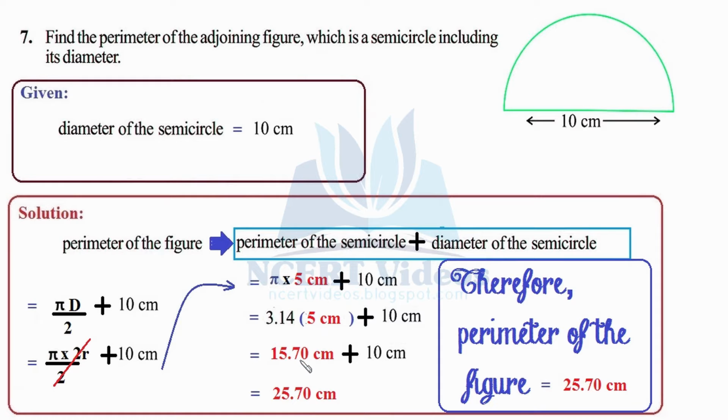5 4s are 20, 2 is carry, 5 plus 2 is 7, decimal, 5 3s are 15. Centimeter as it is, this thing as it is. Now add it, decimal will be the same, that is 0.70 centimeter. Whole part 15 plus 10 is 25. So 25.70 centimeter. Therefore the perimeter of the figure is 25.70 centimeter. That's 7th.